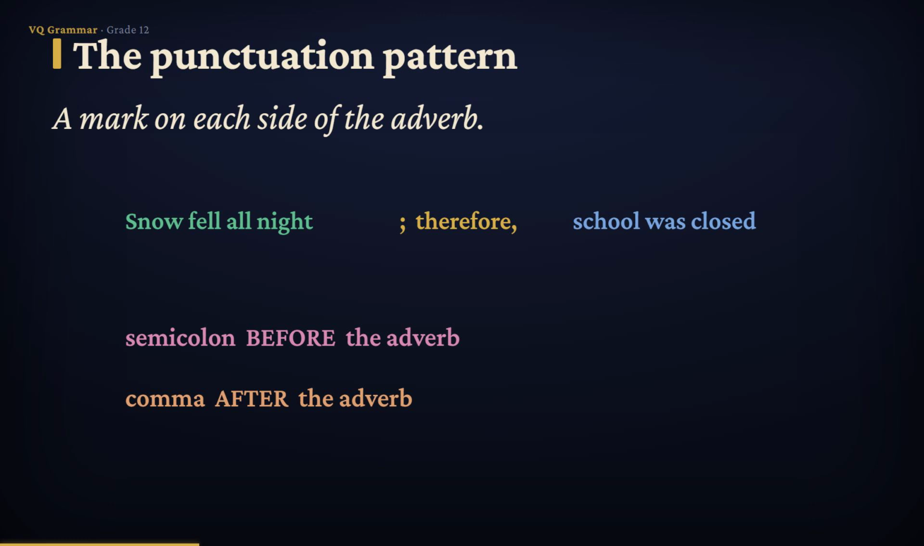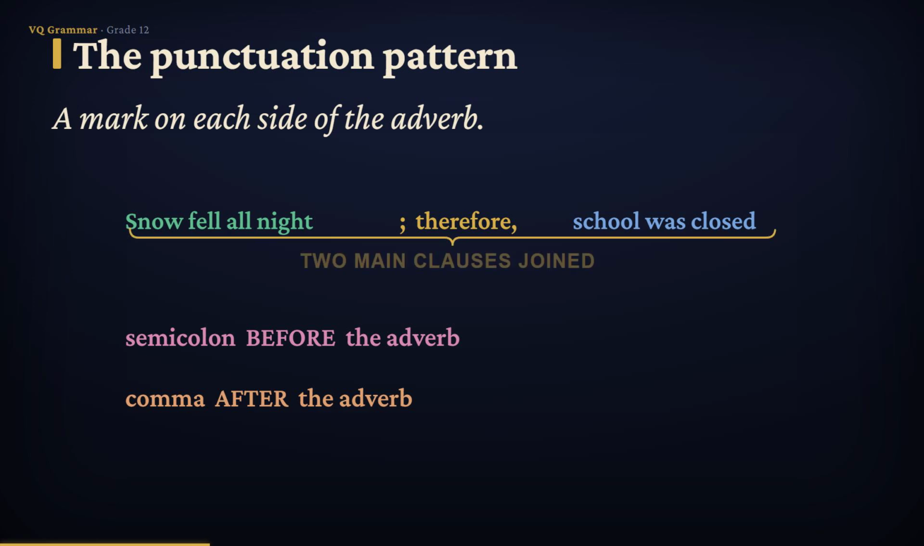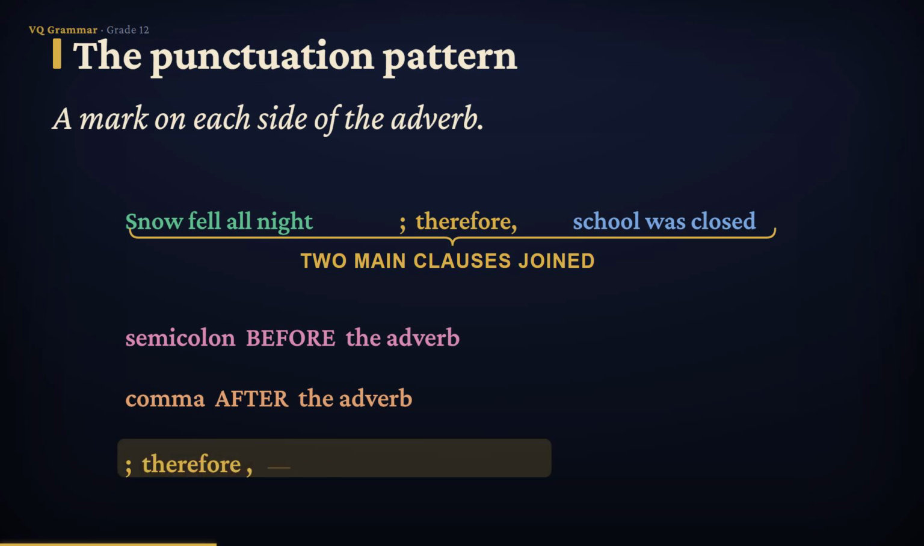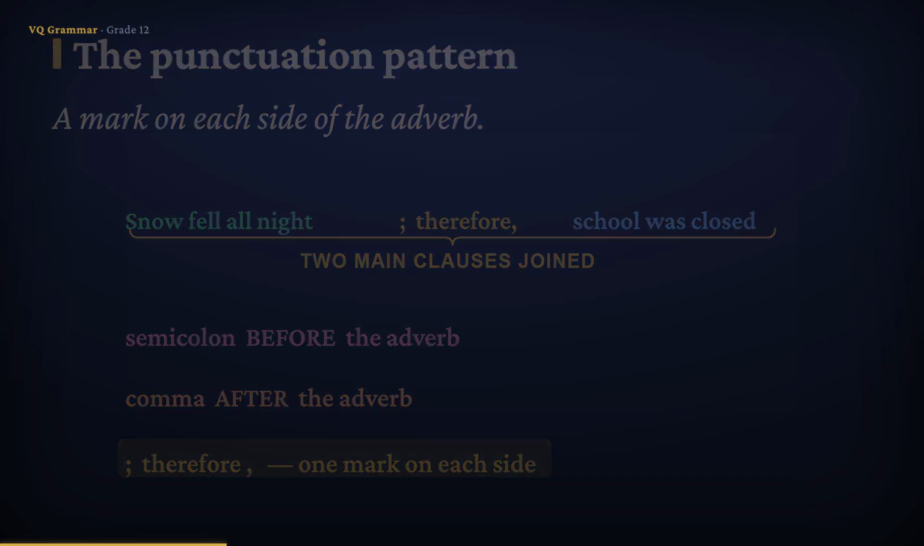Snow fell all night is a complete sentence. School was closed is a complete sentence too. The semicolon and the adverb join them into one. Semicolon before, comma after. Say that to yourself every single time.